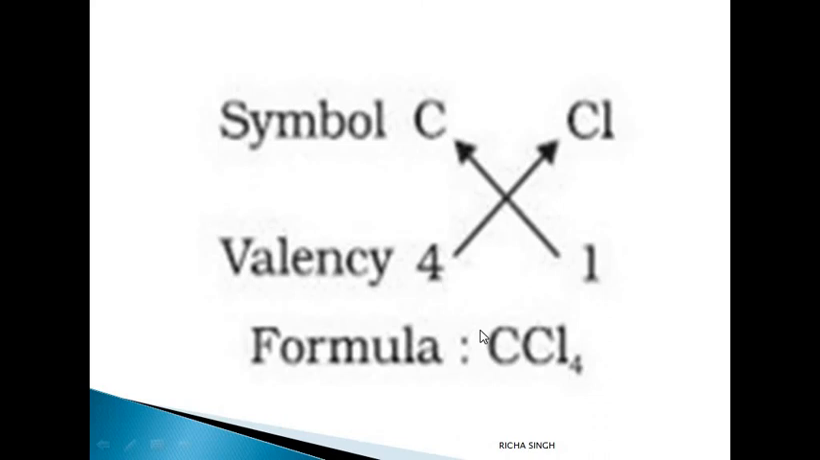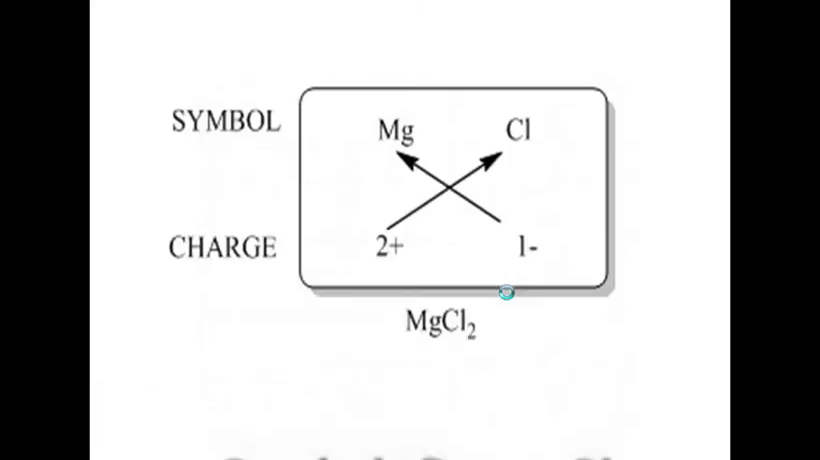Let's see some more examples. CCl4, that is carbon tetrachloride. Carbon having a valency of 4 and chlorine having a valency of 1. So valencies are getting interchanged. C, it will have 1, we don't write, and Cl is 4, that is carbon tetrachloride is formed.